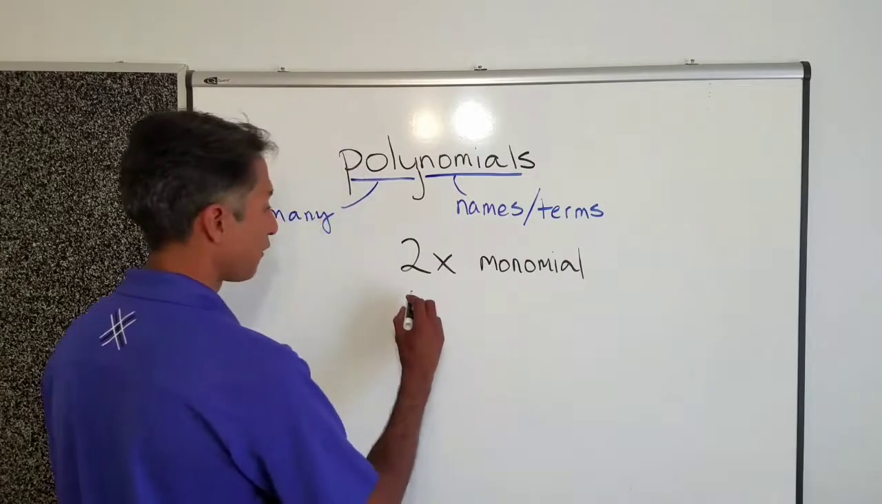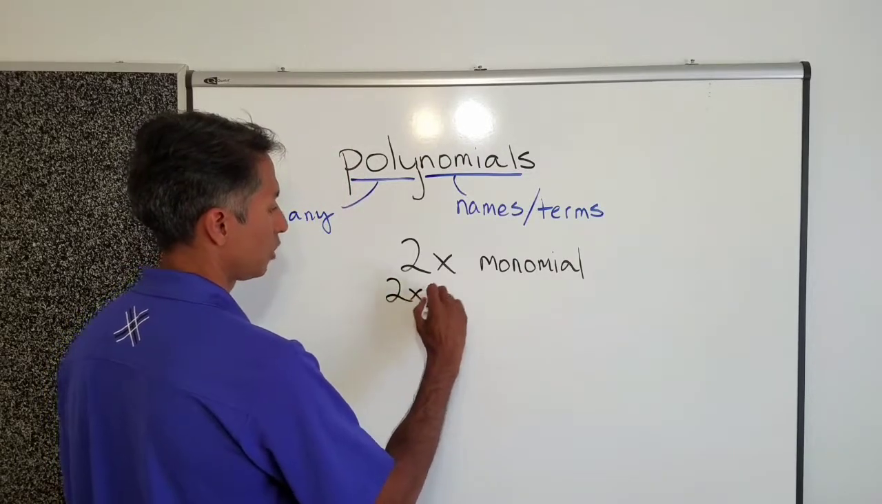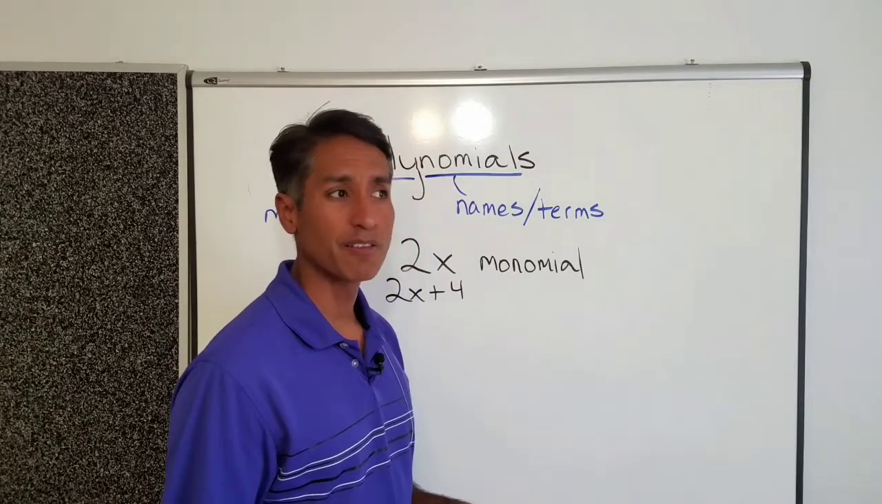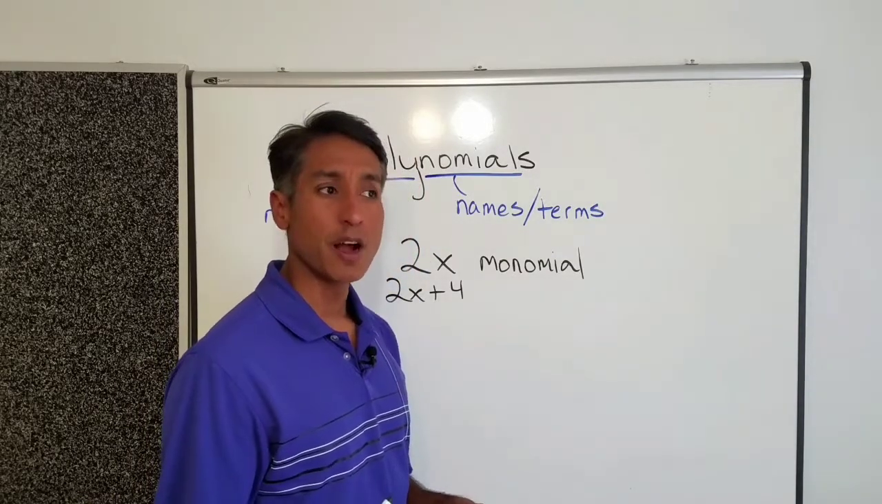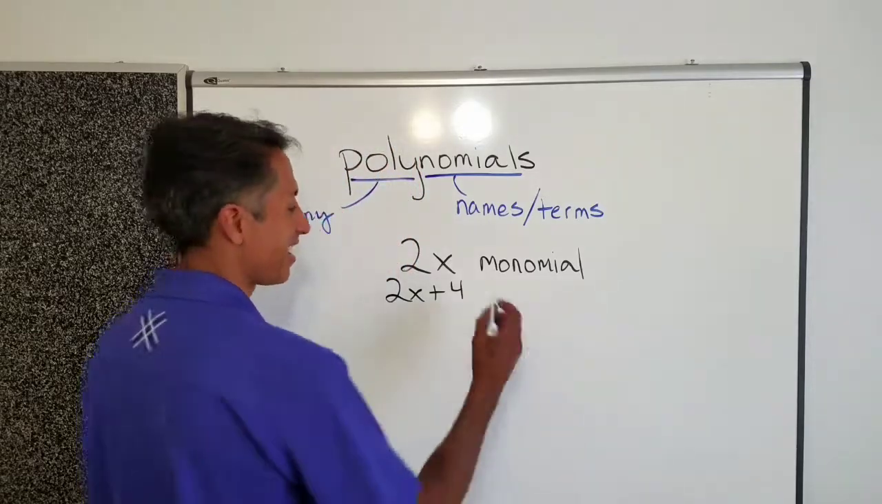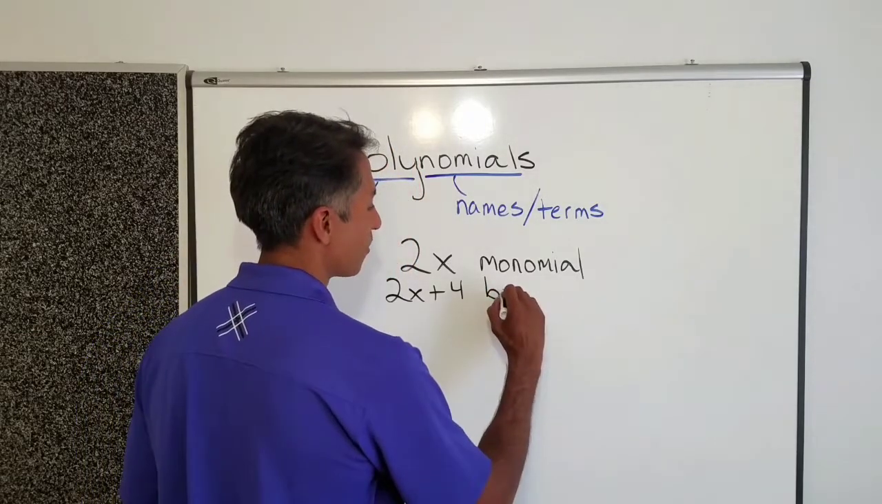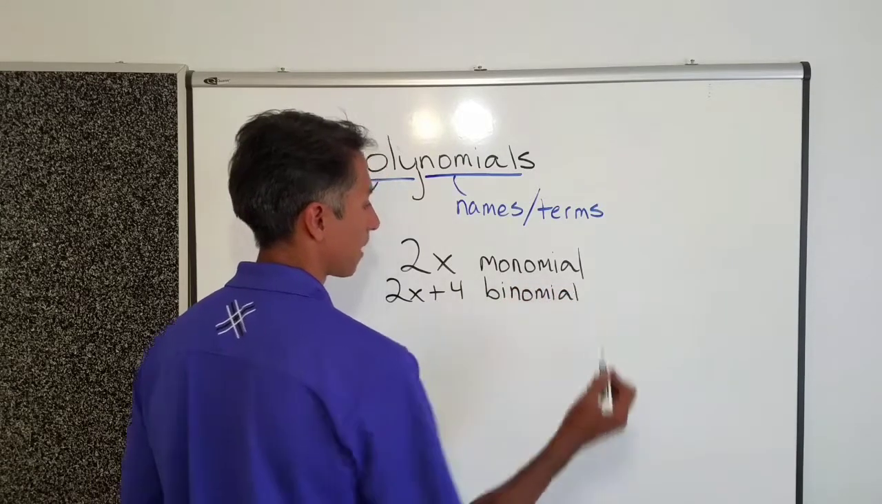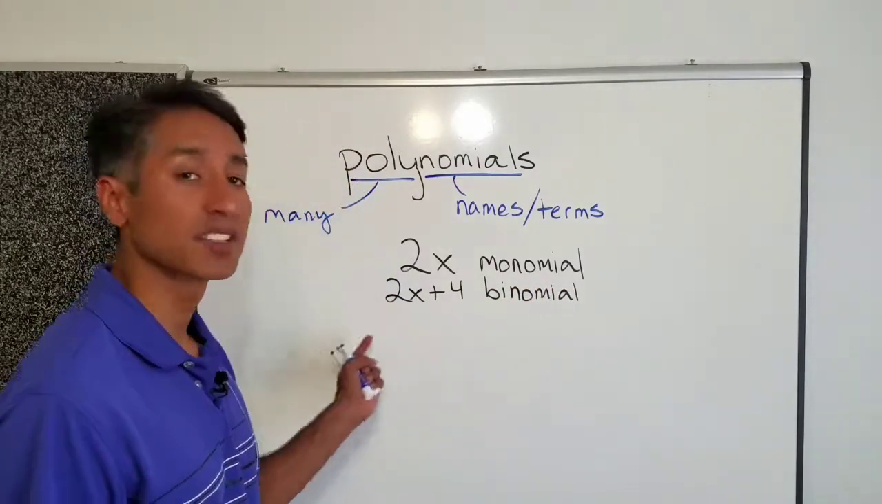If we have this guy, 2x plus 4, now there's two parts. A bicycle has two parts, so therefore, I don't know if that's a good analogy or not, but we're going to go with it. We're going to call this a binomial, because there's two parts.